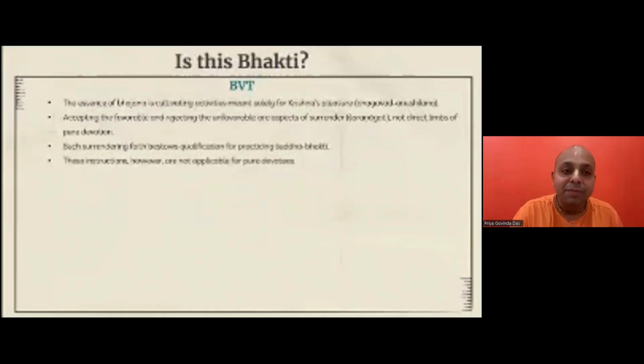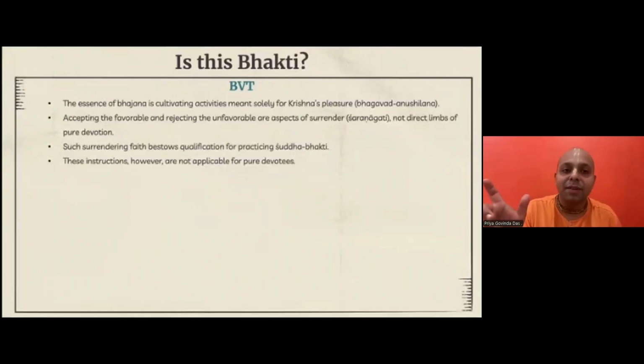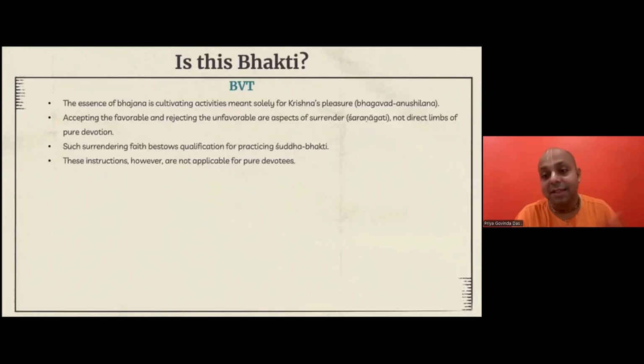of bhakti. So similarly, Bhaktivinoda Thakur is telling, these verses may not constitute directly bhakti, but these are the aspects of Sharanagati. There are 6 aspects of Sharanagati. One is to accept what is favorable. Another one is to reject what is unfavorable. So these verses are not direct limbs of bhakti, but they are indirect limbs of bhakti.